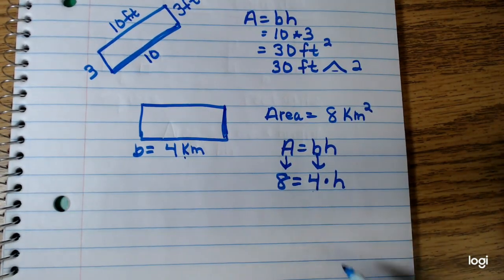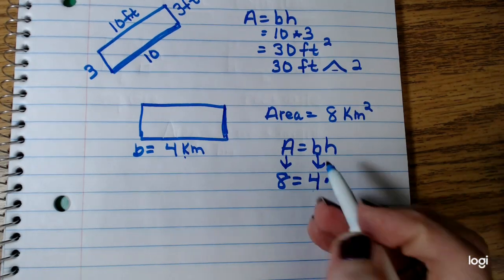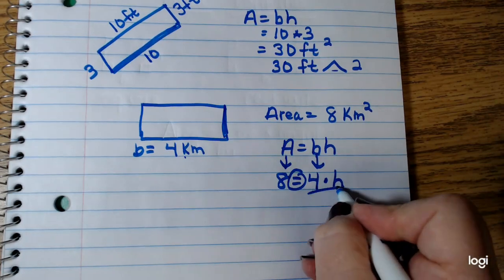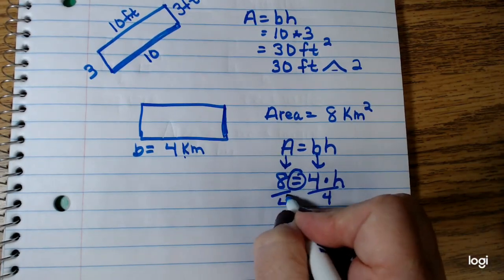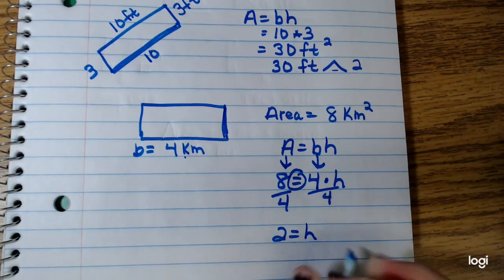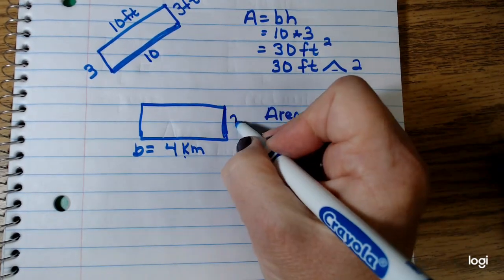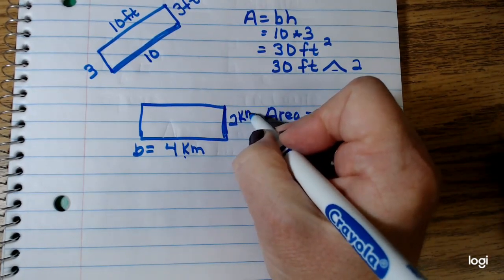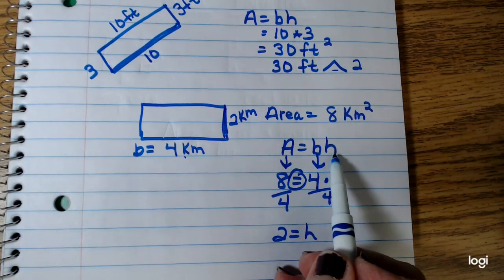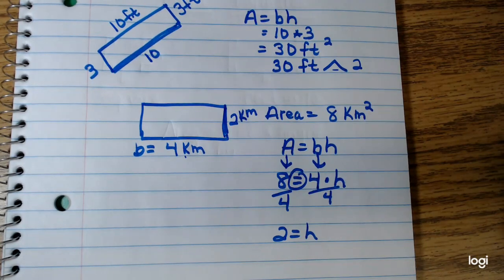4 times what is 8? Well, if we wanted to solve like an equation, here's my balance. Opposite of multiply is divide, by 4 on this side, divide by 4 on this side. 8 divided by 4 is 2, meaning my height is 2 kilometers. Okay, so we're going to remember base times height for our squares and our rectangles, but I also want you to remember base times height for another shape.